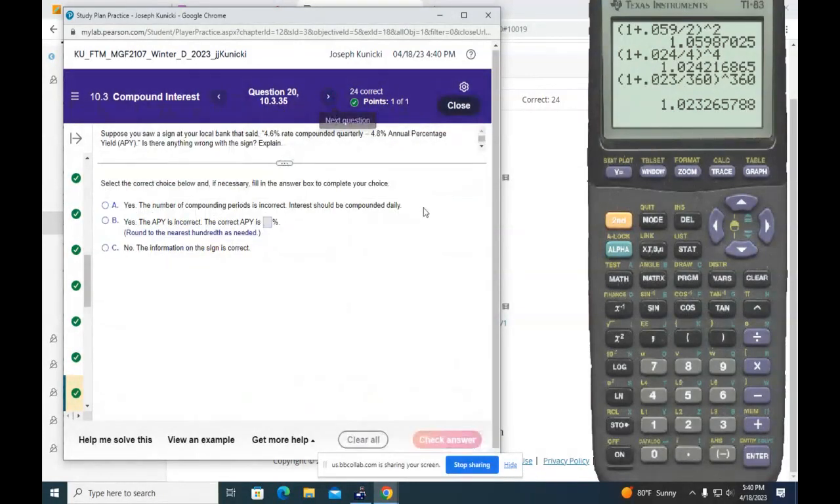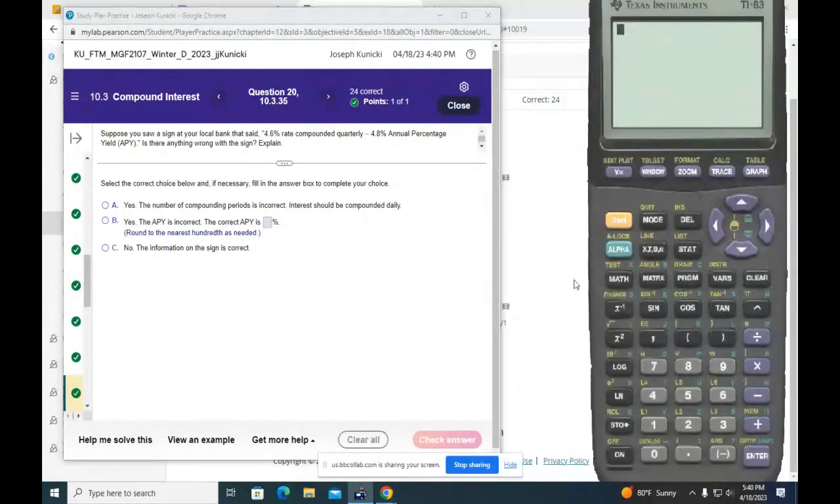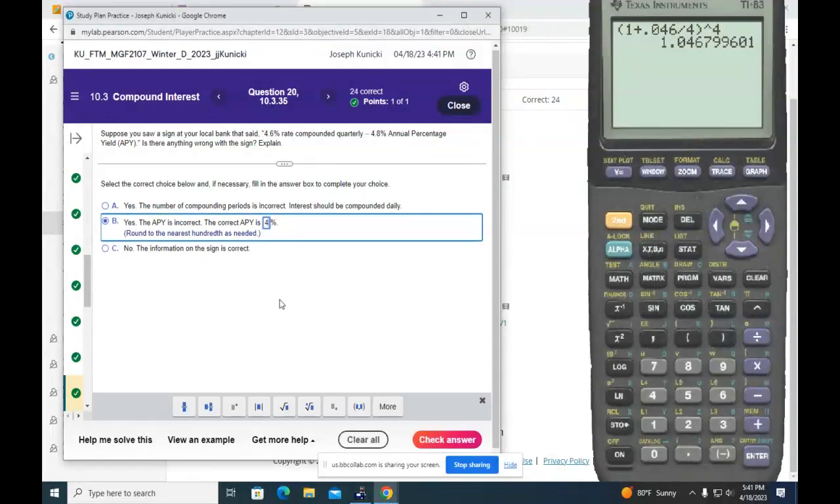A couple more here. So if you saw this sign, would they be telling the truth? See, they say 4.6 rate compounded quarterly, 4.8% annual percentage yield. That's what banks will do. That's how they advertise. Is there anything wrong with the sign? Well, we can figure it out. It's compounded quarterly, so we just do 1 plus 0.046 divided by 4, caret 4. So we get 4.68. And so, yeah, there is a problem. It's not true. So B, the correct percentage would be 4.68.